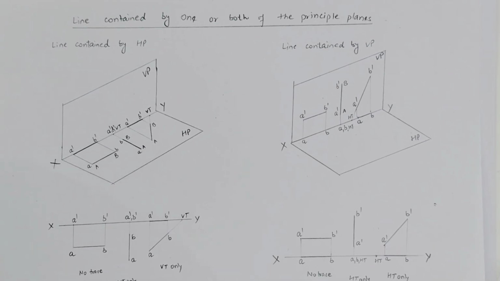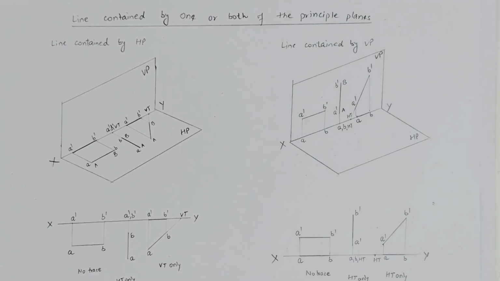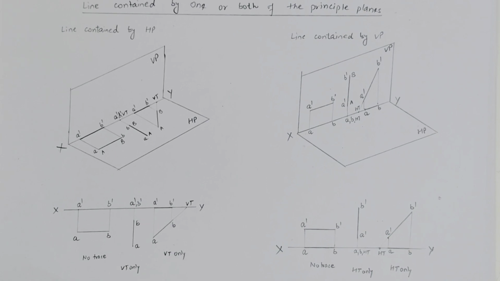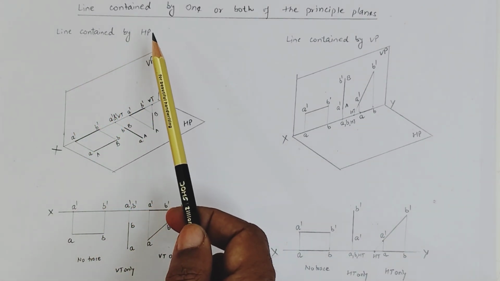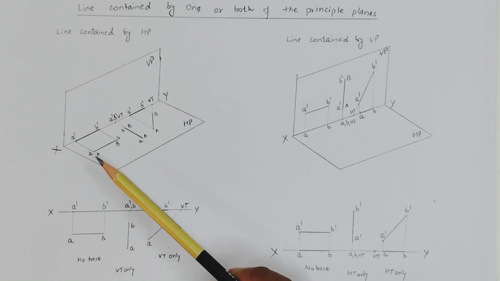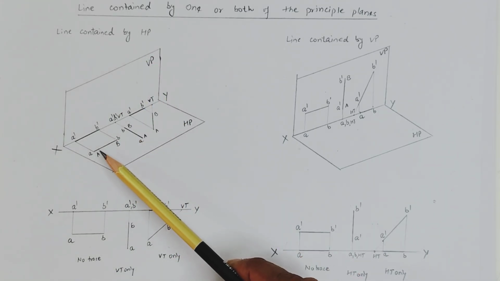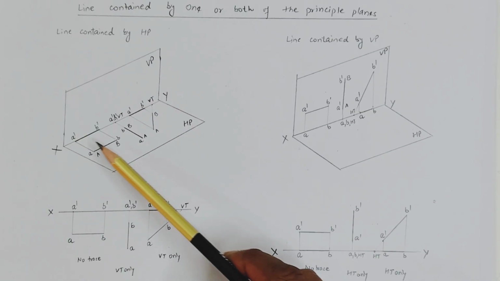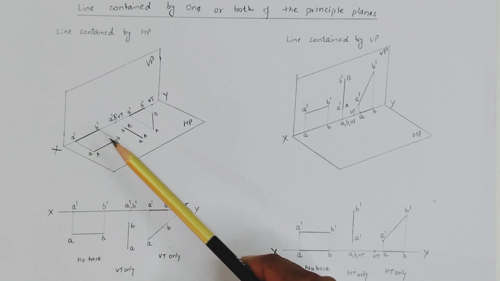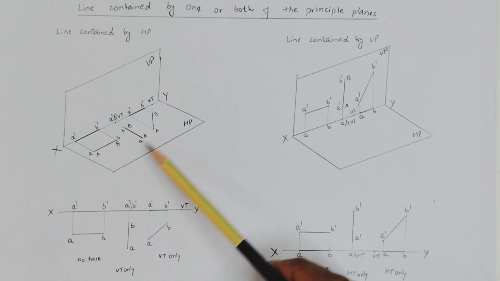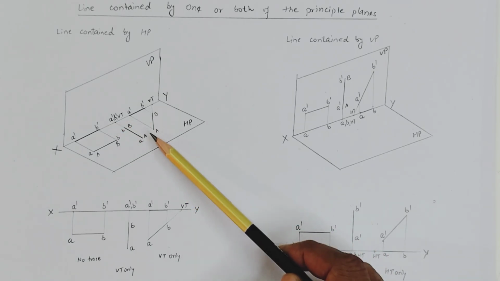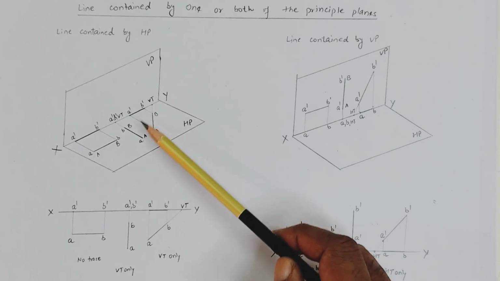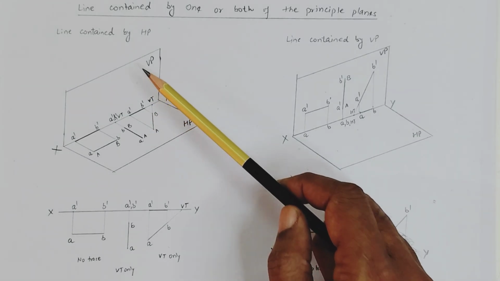Next case is a line contained by one or both of the principal planes. Here I am taking the case of a line contained by the horizontal plane. I am discussing three cases. First, the line contained by the horizontal plane and parallel to the VP. Second, the line contained by the horizontal plane and perpendicular to the VP. Third, the line contained by the horizontal plane and inclined to the vertical plane.